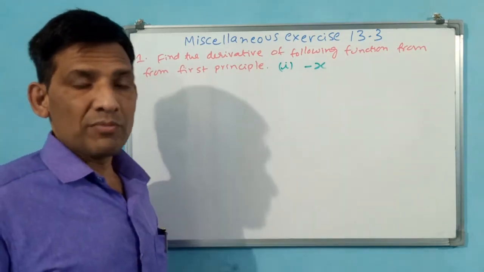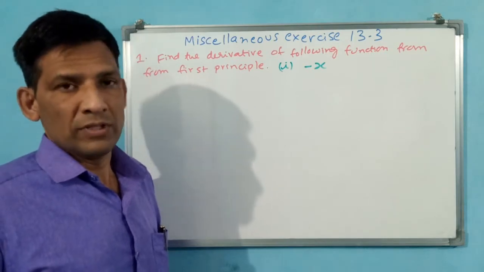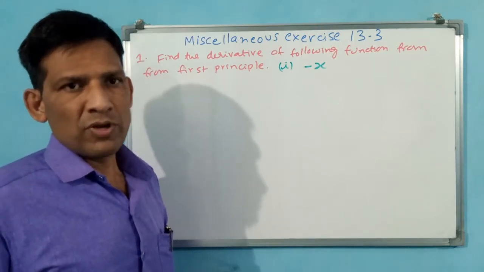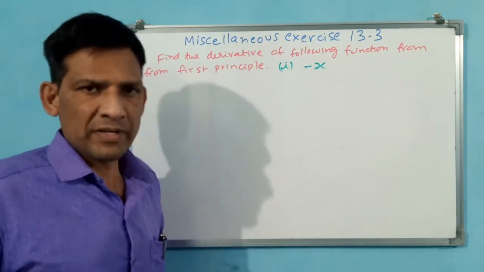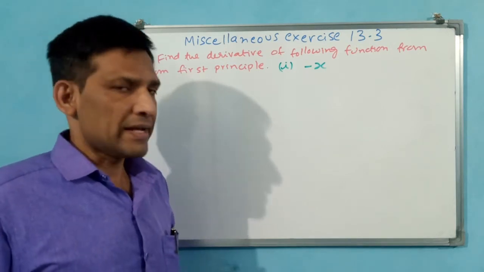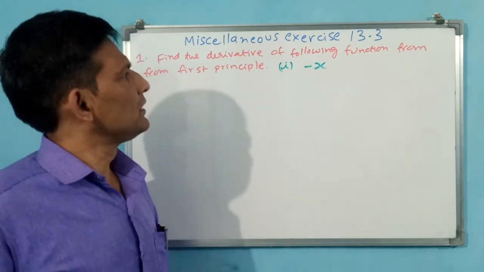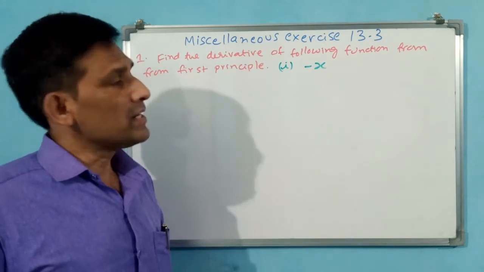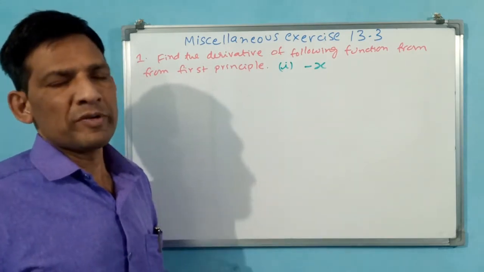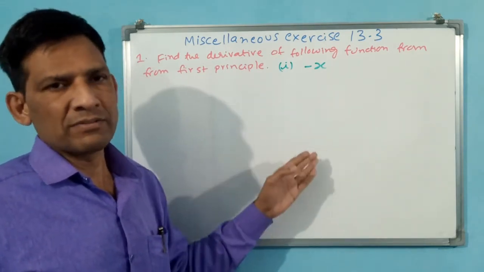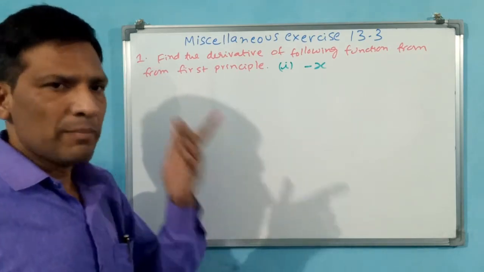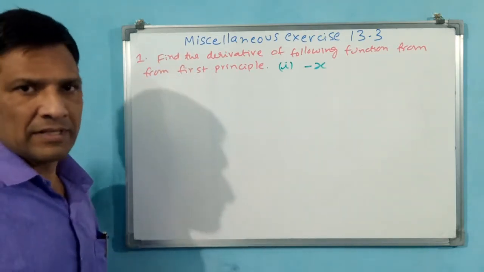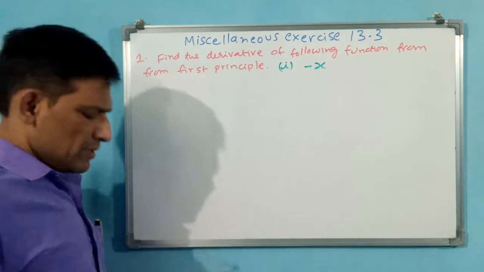When first principle comes, it means we have to follow that rule: limit delta x tends to 0, f of x plus delta x minus f of x divided by delta x. That we have to follow. Directly, if you do, minus 1 is the answer, we know very well. d by dx of x is 1, d by dx of minus x is minus 1. But we don't do that one. We will do it by first principle.